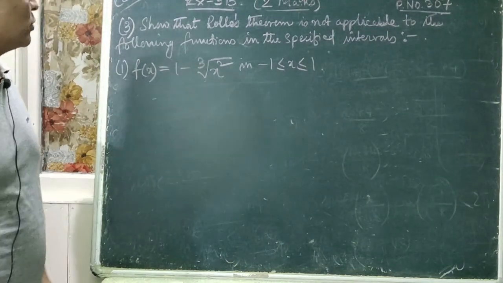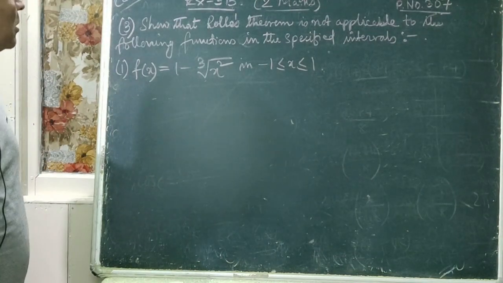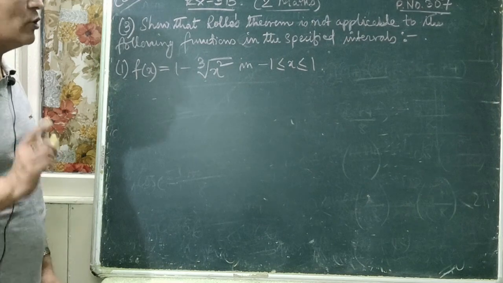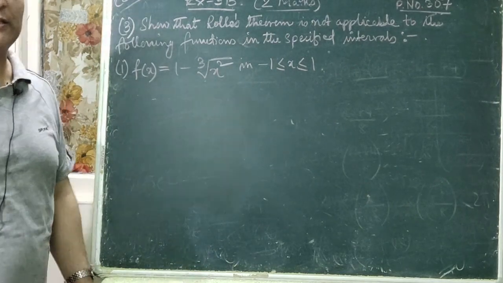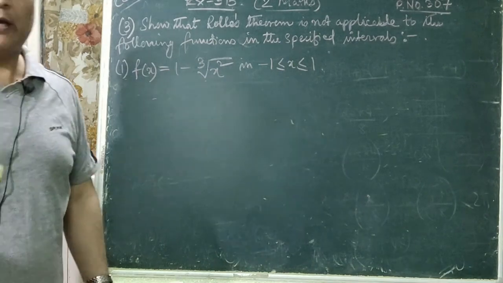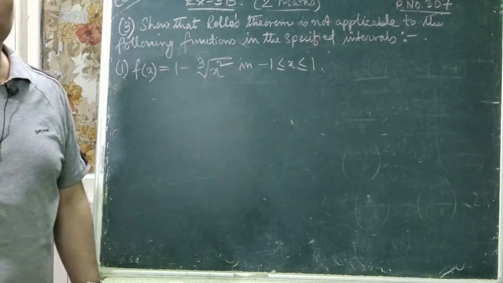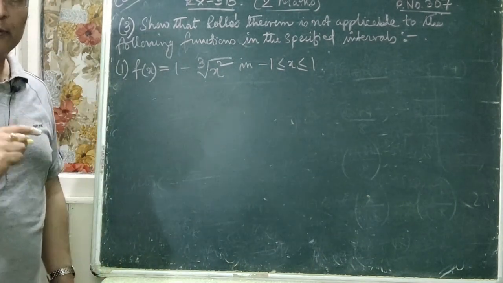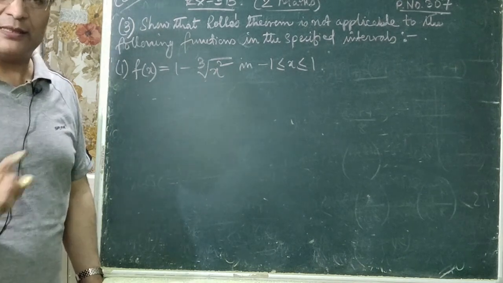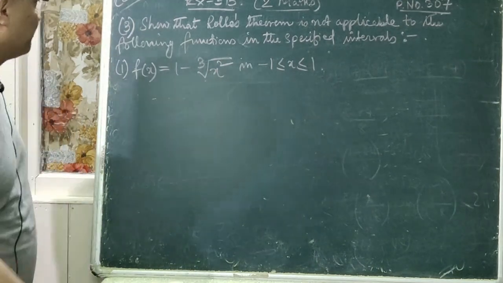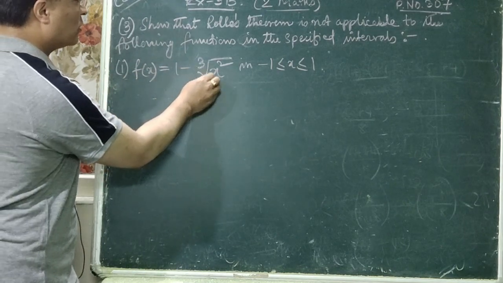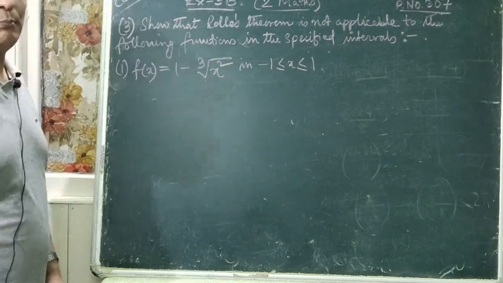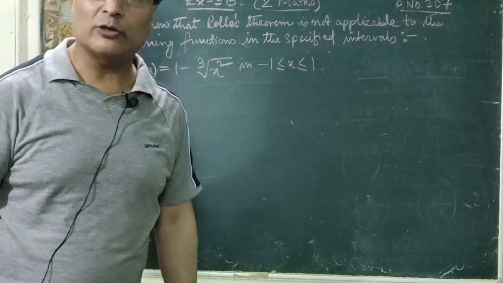So now we'll do the next question, that is question number 3. Rolle's theorem is not applicable to the following functions in the specified intervals. Now we have to prove that Rolle's theorem is not applicable to the given functions in the specified intervals. So question number 1 is f of x is equal to 1 minus cube root of x square, in minus 1 less than or equal to x less than or equal to 1.